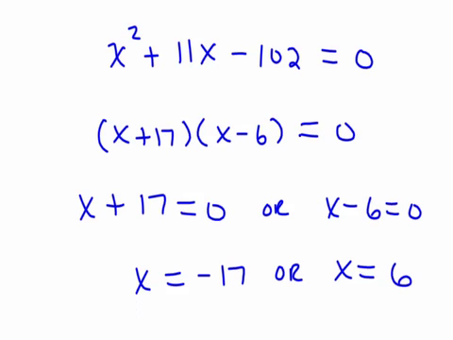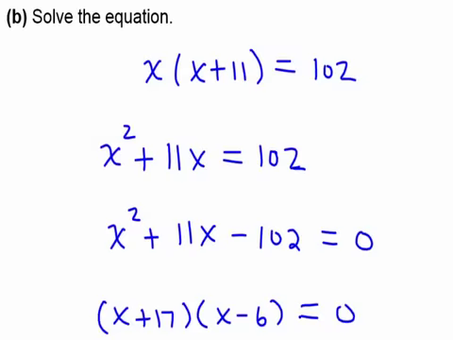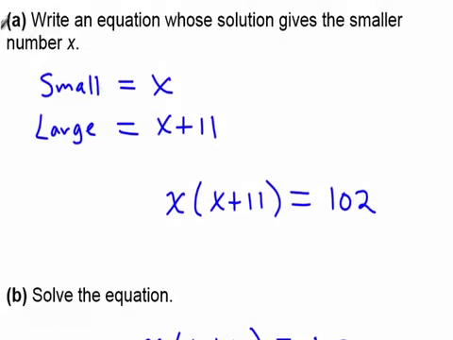So we get two sets of answers. Let's let x be negative 17, and we'll go back up to the top. And the small number is x, so one possibility would be let's let x be negative 17, and then negative 17 plus 11 would be negative 6. So one possible solution, negative 17 and negative 6.